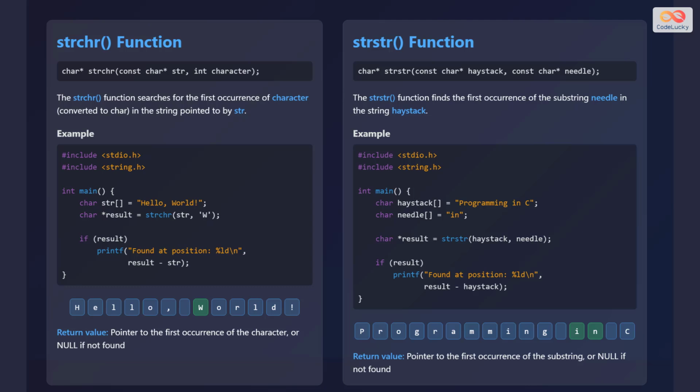Here is an example. We include the standard input-output and the string header files. Inside the main function, we declare a haystack character array and initialize it with programming in C. We declare a needle character array and initialize it with in. We declare a character pointer result and assign the result of strstr function with haystack and needle. If the result is not null, we print the message found at position and the position of the substring using pointer arithmetic. The strstr function returns a pointer to the first occurrence of the substring, or null if not found.